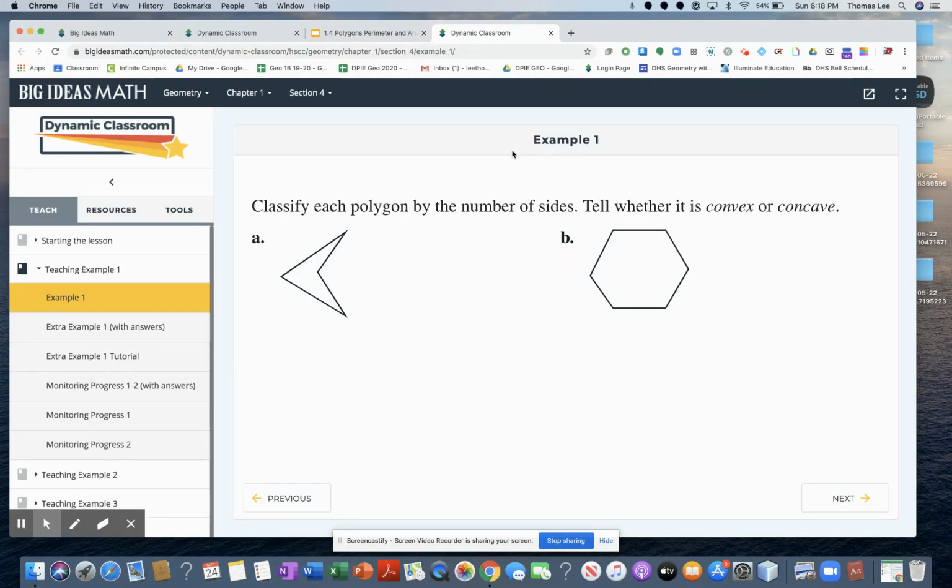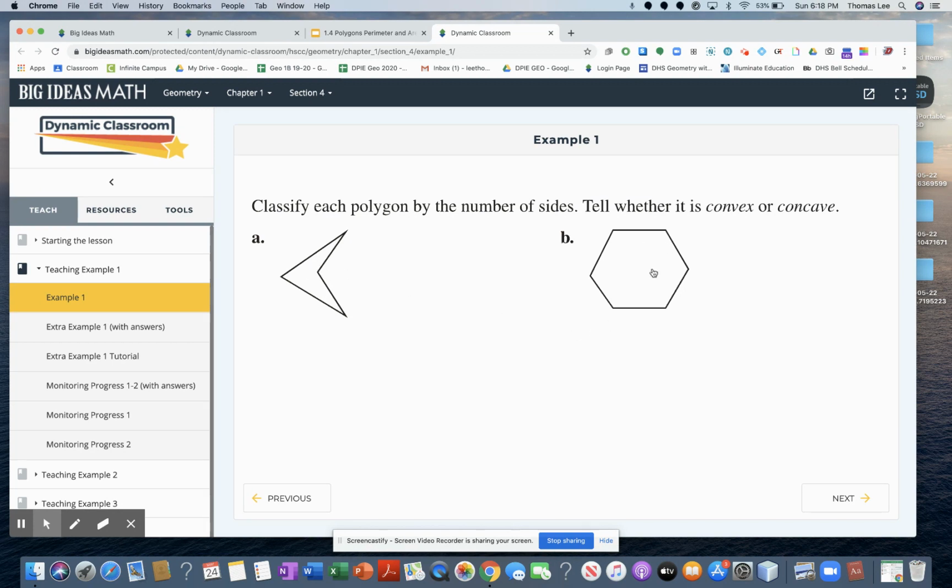So here are some examples. First, let's see if you remember what you just learned. Classify each polygon by the number of sides and tell whether it's convex or concave. So in A, how many sides do you see? 1, 2, 3, 4. 4 sides, so it's a quadrilateral, or a fourgon. Are any of these sides caved in? Yes, so this is concave. It's a cool Star Trek symbol.